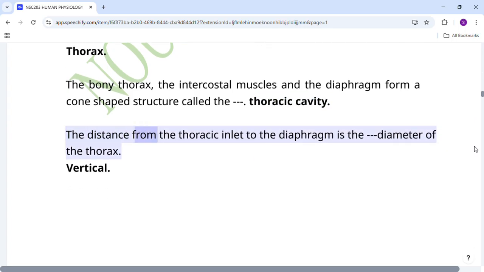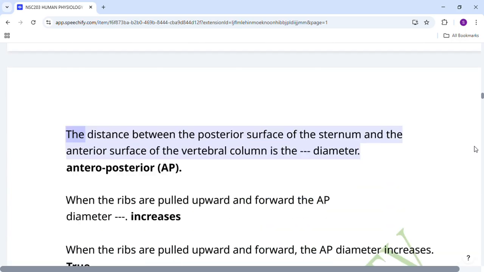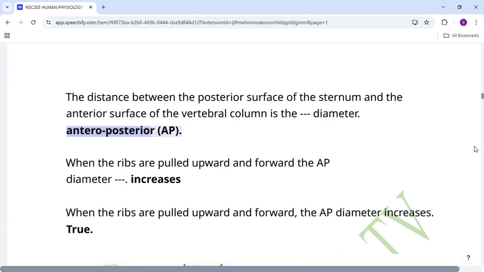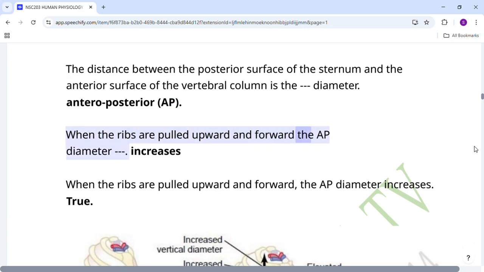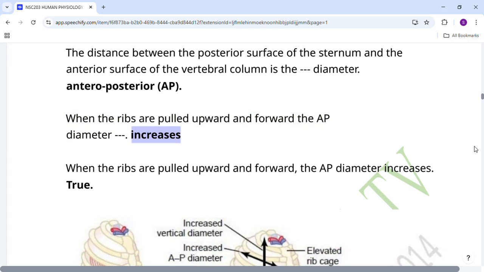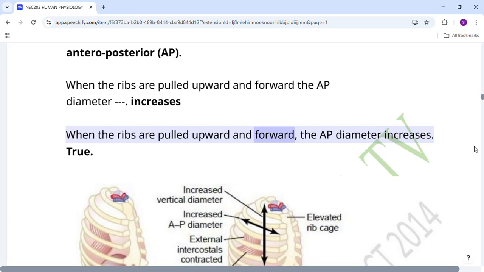The distance from the thoracic inlet to the diaphragm is the vertical diameter of the thorax. The distance between the posterior surface of the sternum and the anterior surface of the vertebral column is the anteroposterior (AP) diameter. When the ribs are pulled upward and forward, the AP diameter increases.